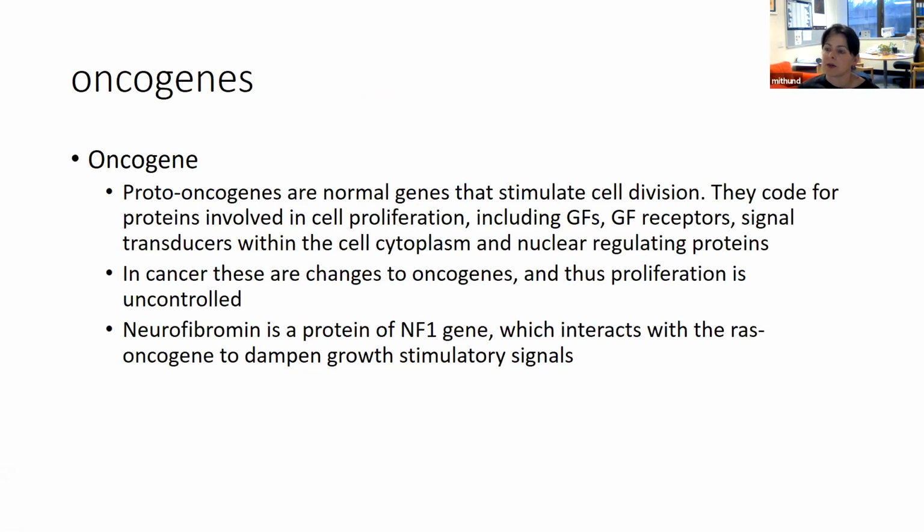Oncogenes, as I said, are mutated proto-oncogenes. Their role is to stimulate cell division. They code for proteins involved in cell proliferation: growth factors, growth factor receptors, signal transducers within the cytoplasm, and nuclear regulating proteins. If there is a change to an oncogene, the proliferation then becomes uncontrolled. One that might come up is neurofibromin. It's a protein from neurofibromatosis and interacts with oncogenes to dampen growth stimulatory signals, so it's involved in the control of these oncogenes.